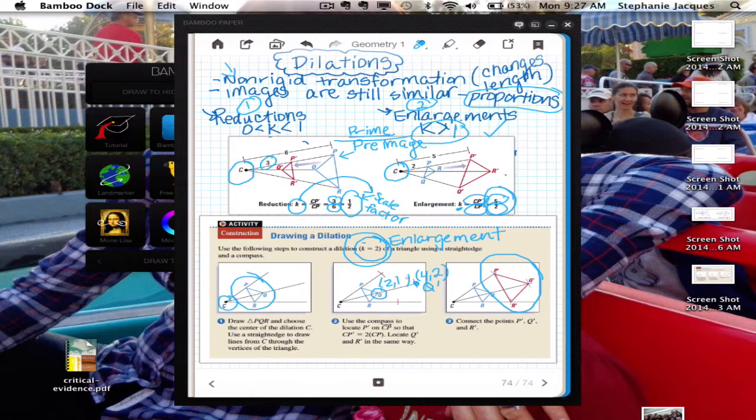If you were doing a reduction, you're going to be going the opposite way. So instead of going this way to write your image, you'll be going this way to write your image. So hopefully that gives you a little insight into dilations. We're going to be constructing some tomorrow.